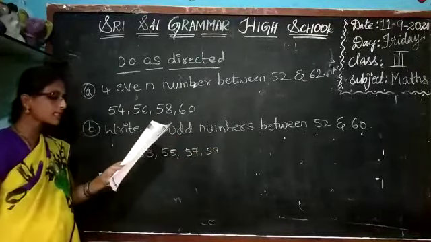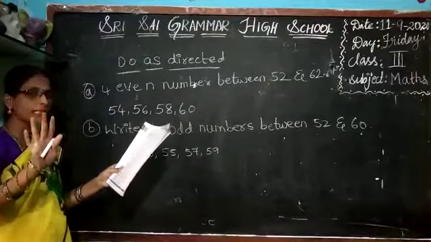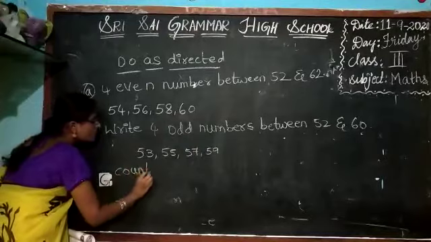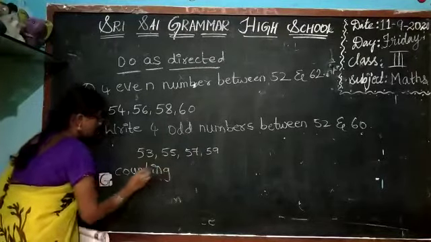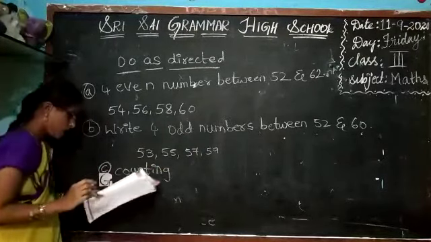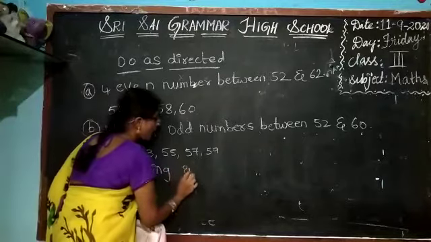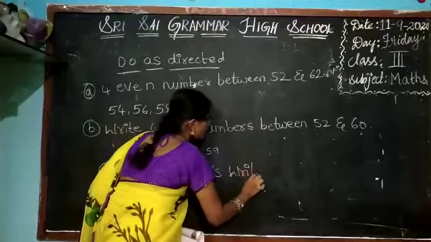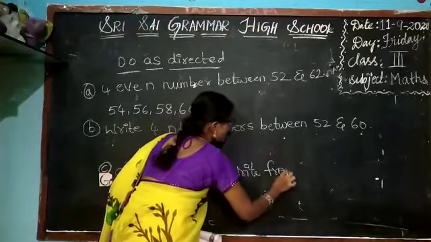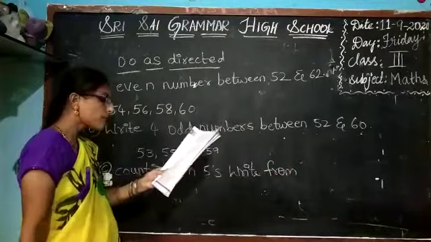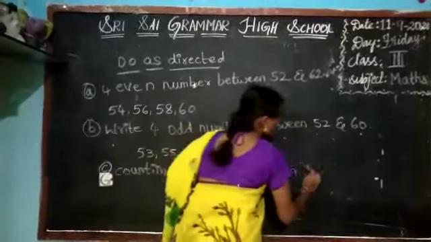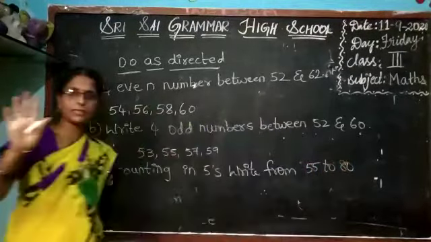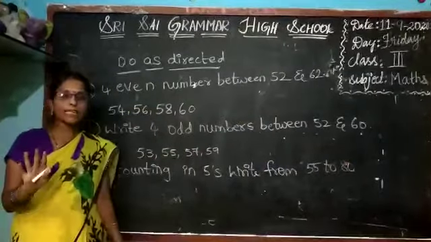Next, counting in 5. Counting in 5. What are they asking, children? Right from 55 to 80, with a difference of 5. In the second class, you have already learned counting, children.